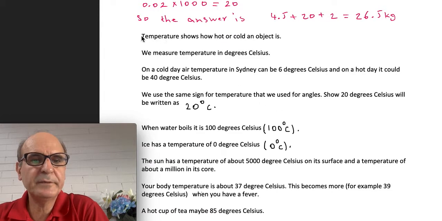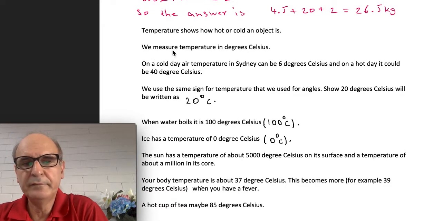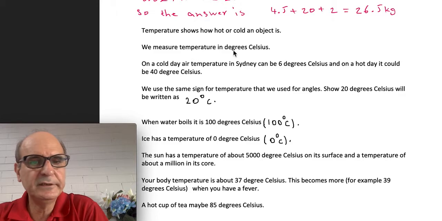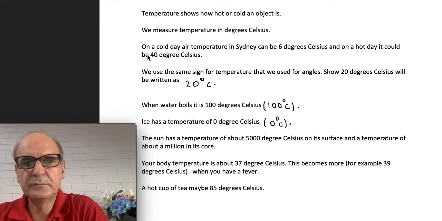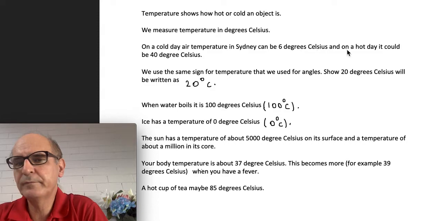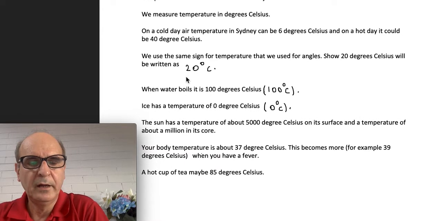As far as the temperature goes, temperature shows how hot or cold an object is, and we measure temperatures in degrees Celsius. On a cold day, air temperature in Sydney can be 6 degrees Celsius, and on a hot day it could be 40 degrees Celsius.